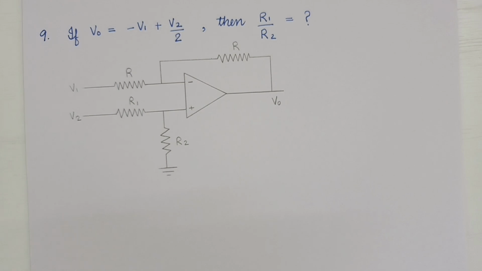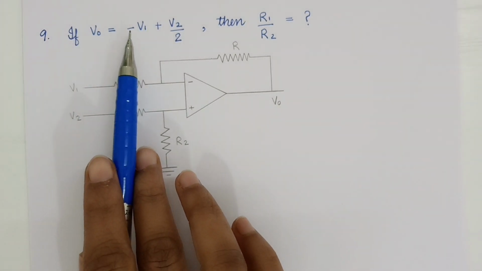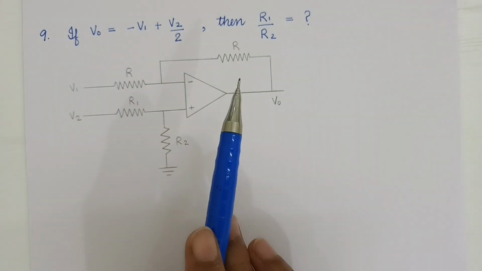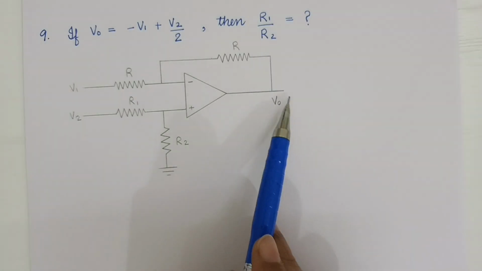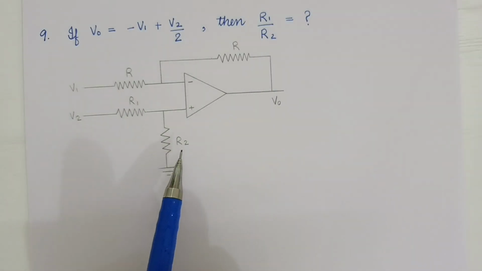So here in this question, if V0 is equal to minus V1 plus V2 divided by 2, then we have to find out the value of R1 divided by R2. We have given the value of V0 and we have to find the ratio of R1 to R2.